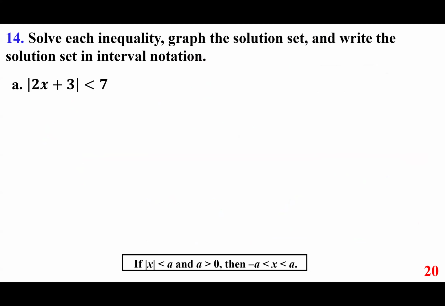Solve each inequality, graph the solution set, and write the solution set in interval notation. If the absolute value of x is less than a and a is positive, then x is sandwiched between negative a and a. By the way, if a is negative, there is no solution.